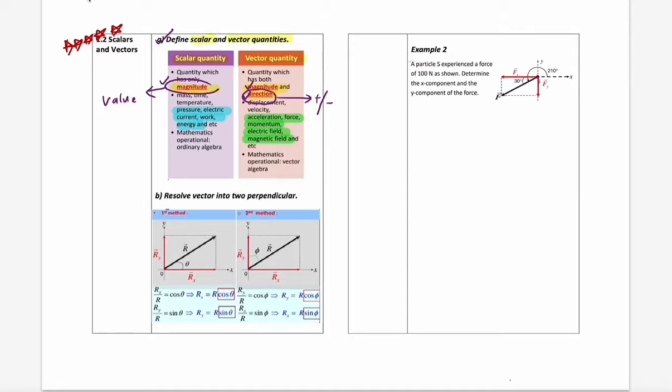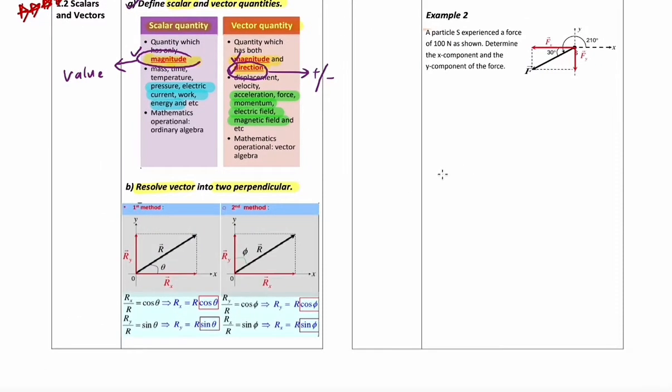Moving on to the next subtopic, which is that you should be able to resolve a vector into two perpendicular components. So what do they mean? For this one, this is also very important. I cannot emphasize how important it is. It's very important, so you have to make sure that you understand what I'm about to explain to you.